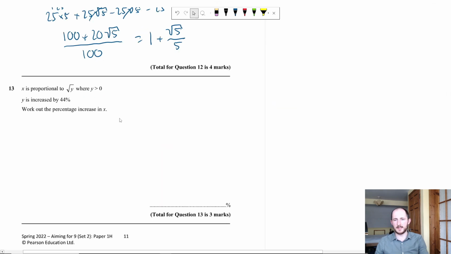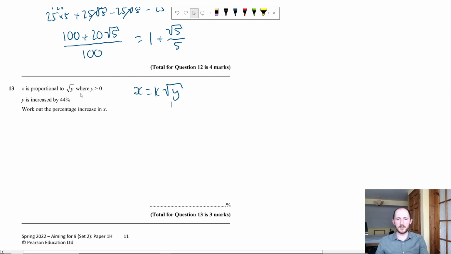For this question, it's kind of interesting. X proportional to the square root of y. So we're going to write x equal to k root y. In proportionality questions, just writing out the kind of expression, the equation, always gives you a mark. Guaranteed. 100%. So just do it, get a 1 out of 3.